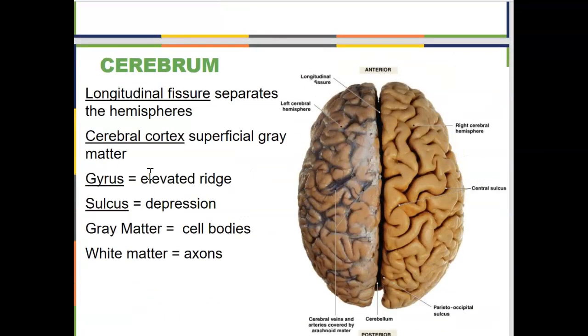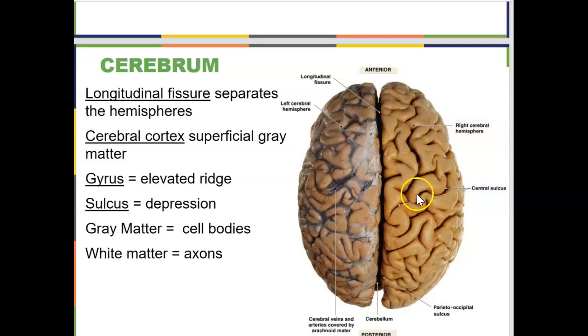So this is what the brain that you're going to be dissecting looks a lot like. This is a human brain, but the sheep brain, believe it or not, looks a lot like the human brain. The only difference is you're going to see very large olfactory bulbs sticking out the front, but we'll get to that later. So here's the longitudinal fissure separating the right and left hemispheres. The cerebral cortex is all these little zigzag lines. The gyri are the tops of these elevations. They're elevated ridges. Down here, these little valleys or depressions are called sulci, or an individual one is a sulcus.